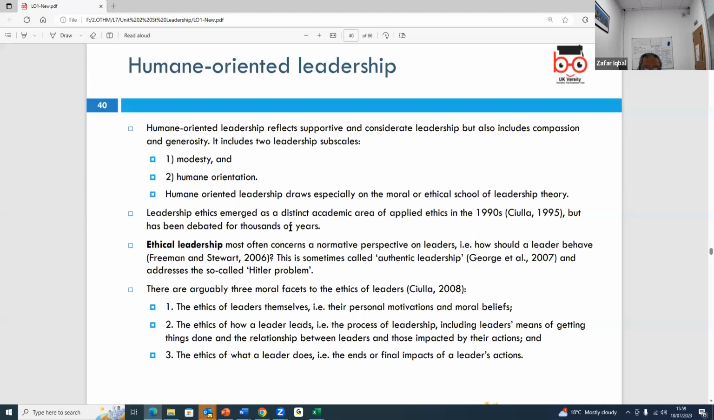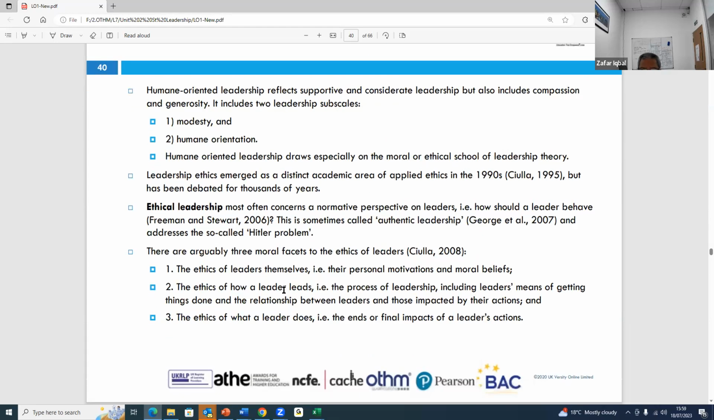So this focuses on ethical issues, ethical leadership, and it's another style of leadership. And people of this type of leadership argue there are three moral facets to the ethics of leaders. Number one, the ethics of leaders themselves.